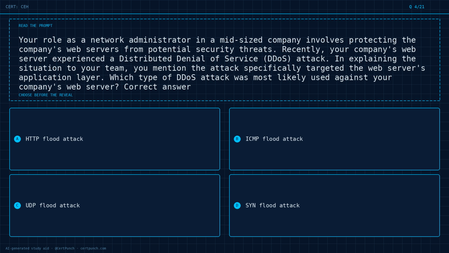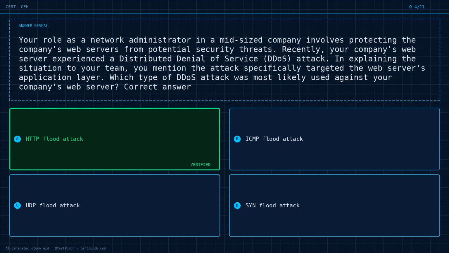Option A, HTTP flood attack. Option B, ICMP flood attack. Option C, UDP flood attack. Option D, SYN flood attack. Choose the best answer before the reveal. Commit to it now.